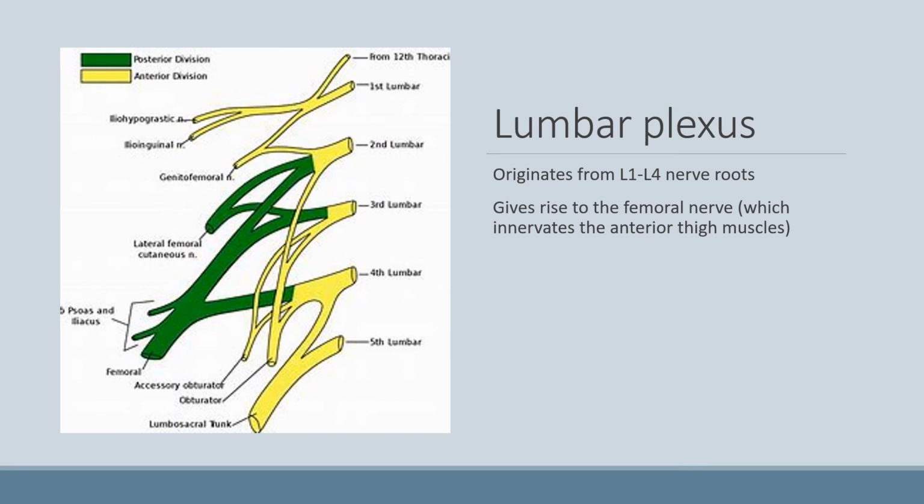There's a lumbar plexus, which originates from L1 to L4 nerve roots, and it gives rise to the femoral nerve, which gives motor signals to the anterior thigh muscles, such as the quadriceps and the sartorius.